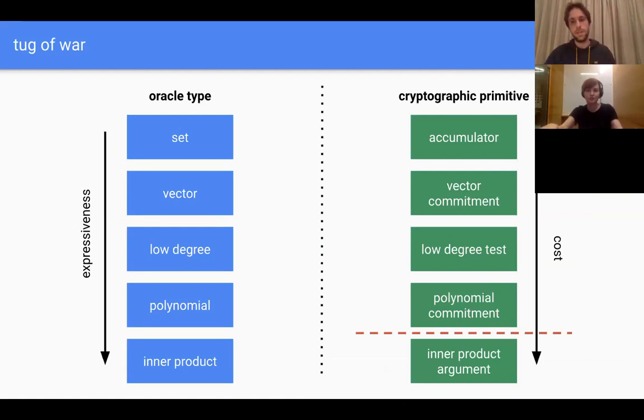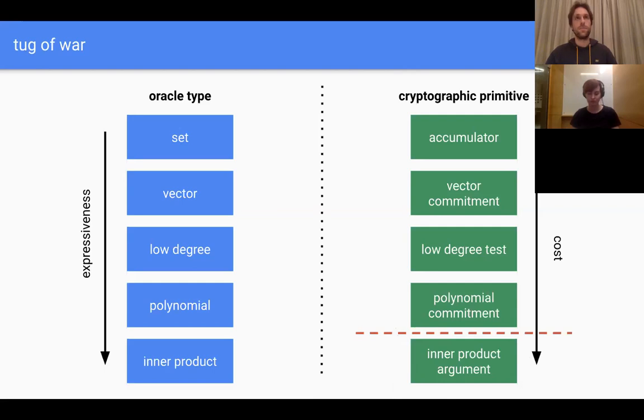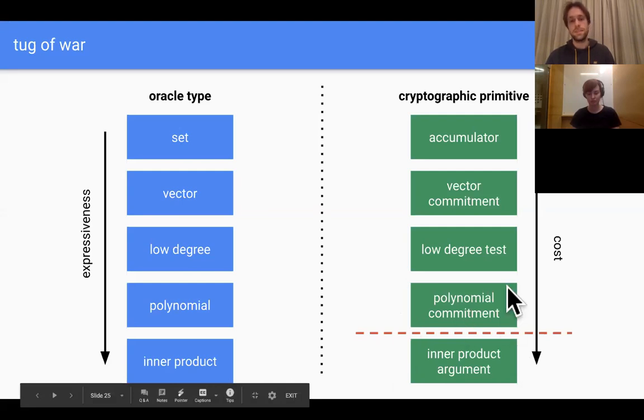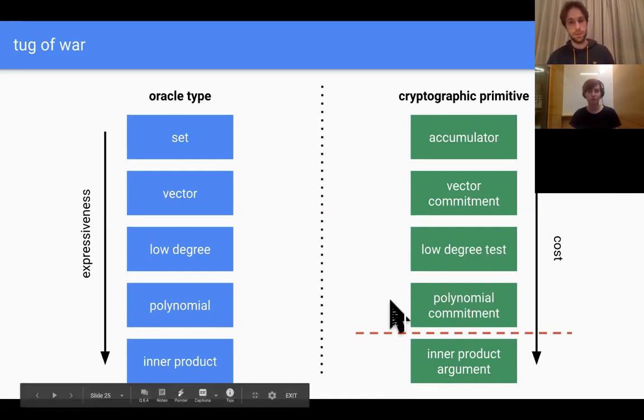Historically, the way we've built SNARKs is with this inner product argument, which is very costly because you either have to pay on the verifier time, so you lose succinctness, for example in the case of Bulletproofs, or you have to pay with a trusted setup, which is not universal. So we've dialed it down to just this polynomial commitment scheme, which reduces the expressiveness of the oracle, but it's still powerful enough to do everything we want to do. That's great news. The sweet spot is the commitment here.